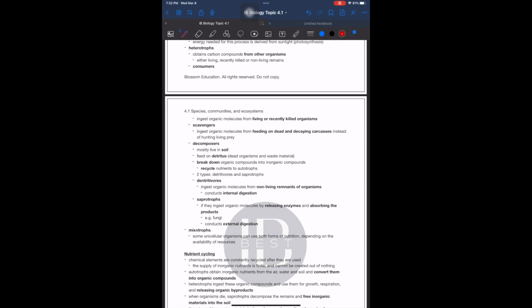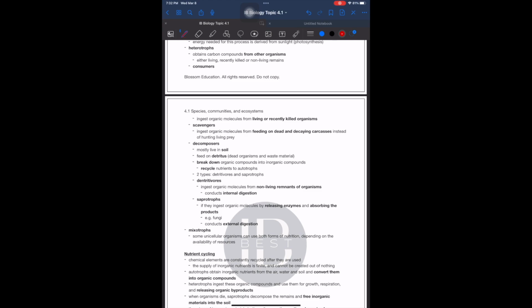Under decomposers, we can further subdivide them into detritivores and saprotrophs. Detritivores ingest the organic molecules from non-living remnants of organisms, and they conduct internal digestion. Saprotrophs conduct external digestion, and they do this by releasing enzymes and absorbing the products that have been broken down by the enzymes. For both detritivores and saprotrophs, by breaking down the organic compounds into inorganic compounds, they recycle the nutrients to the autotrophs, and autotrophs would then take these inorganic compounds and use them again, and so on.